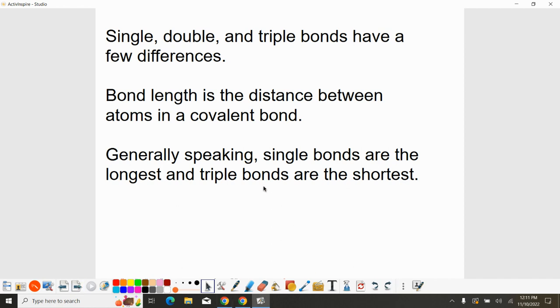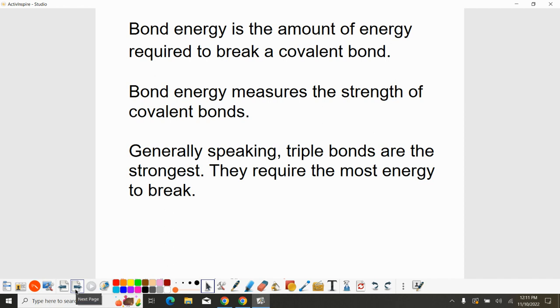Bond length is one of the things we're talking about. Single bonds have the longest bond length, while triple bonds are the shortest. Bond energy is the other thing that's involved here, is the amount of energy stored in the bond. Is the strength of the bond. Generally speaking, triple bonds are the strongest. They have the highest bond energy. Single bonds are the weakest. They have the lowest bond energies. Double bonds are always somewhere in the middle.